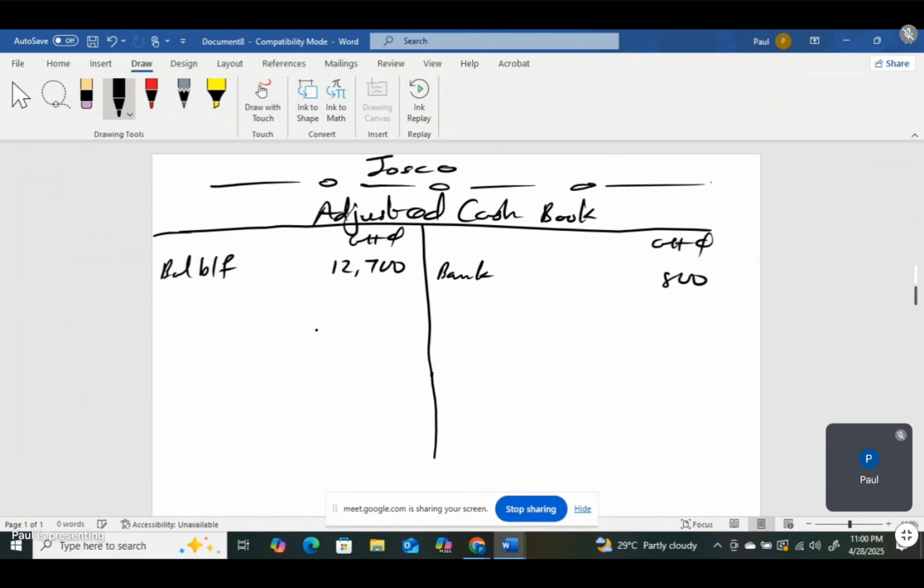And I told you that this side is the payment side. So anything that you credit here will reduce your bank balance. Do you understand? This is credit, this is debit. So when you credit it, it will reduce this balance. It's a payment, so it means you are paying for the bank charges, 800.